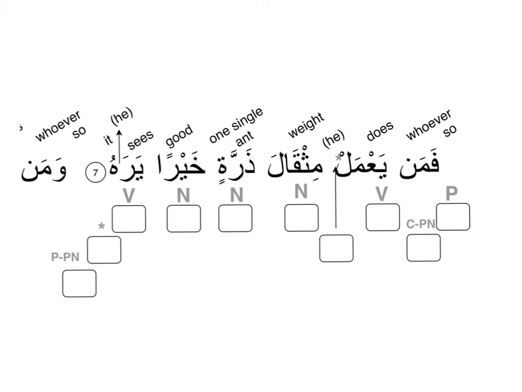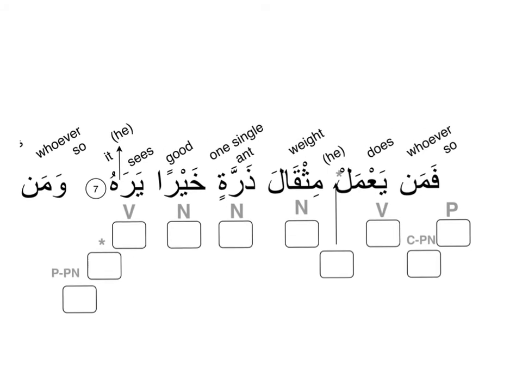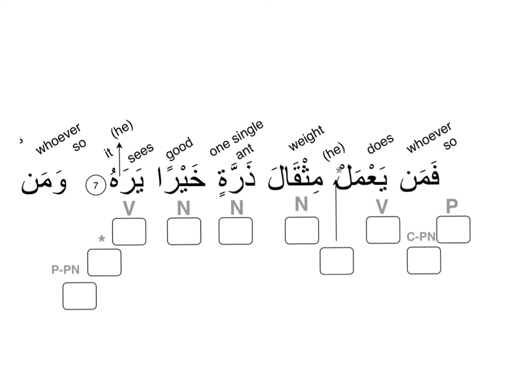Now we are doing number 7. Number 7 is similar to 8. It's just the word khayran is changed to sharran for number 8. So let's go. فمن يعمل مثقال ذرة خيرا يره. فمن يعمل. So fa here is a resumption particle. We'll just write here as resumption.